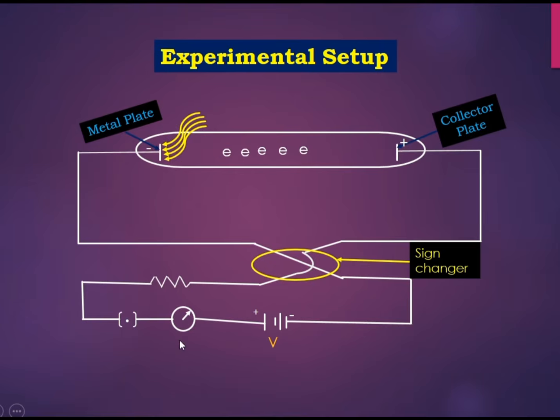Now what are the experimental results of this experiment? In the experimental setup, this is the ammeter, this is the key, and this is the resistance. And we have connected the battery with EMF V.